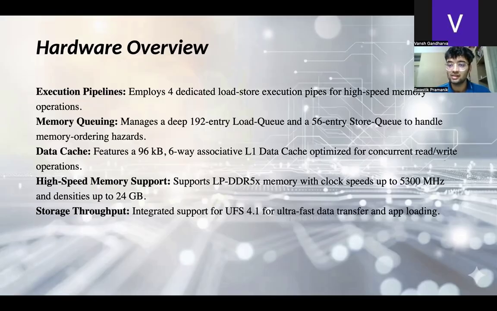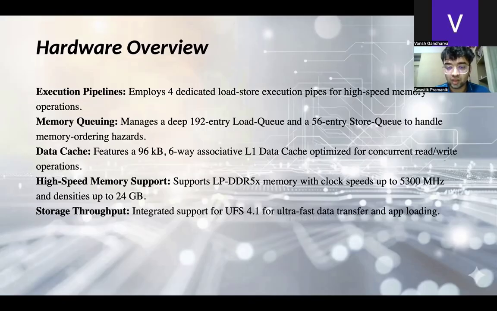Like a general load store architecture, it has 192 entries for the load and 56 entries for the store. And we can see that the data cache features a 96 kilobyte six-way associative L1 data cache. So it is six-way associative, not fully associative. And it is also optimized for concurrent read-write operations.